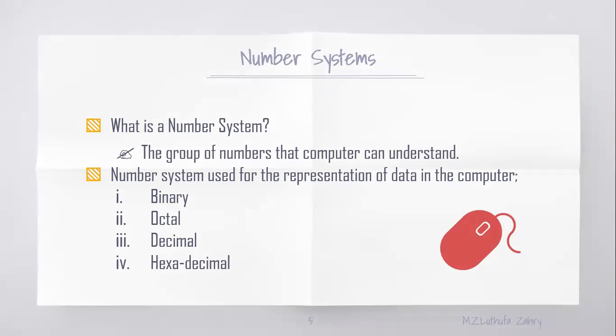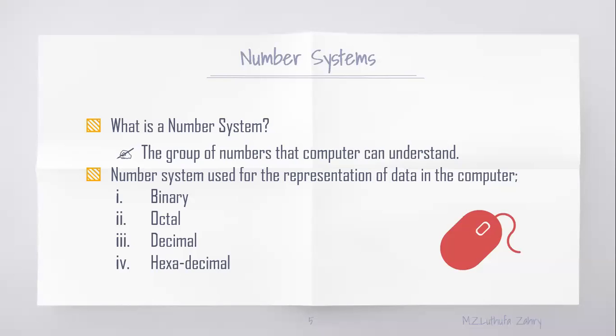Today's chapter is number systems. In grade 10, the entire third unit is about number systems: what a number system is, and how to convert from one number system to another. This is all about the number system. If you know this clearly, you're going to get solid marks in the paper.